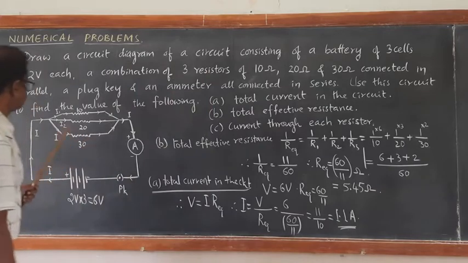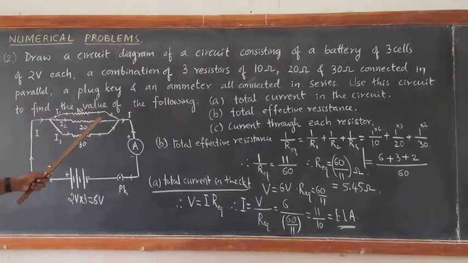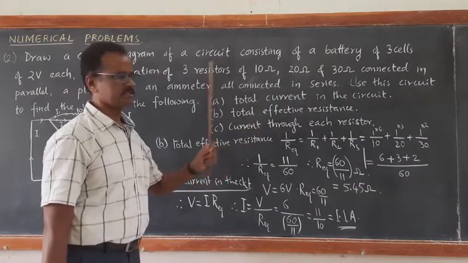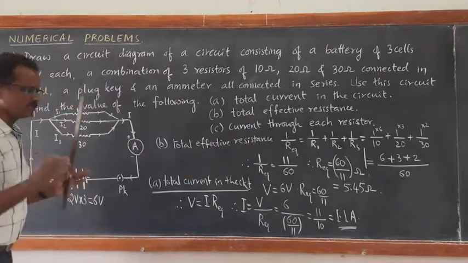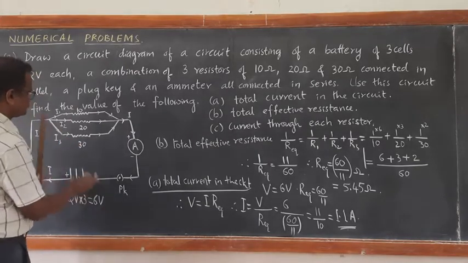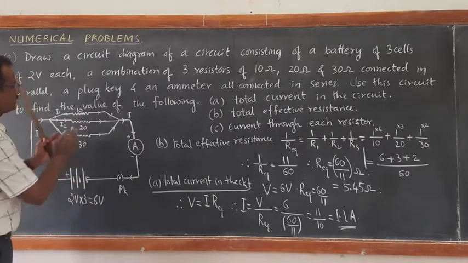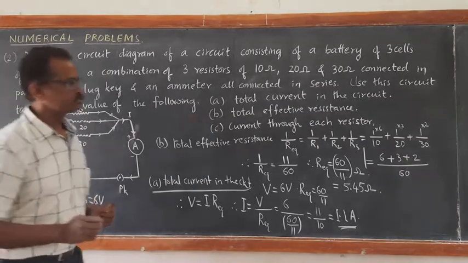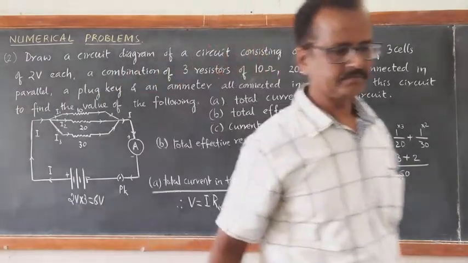The next, what are the branch currents? Total current we have; then what is the current through each resistor? So current through each resistor can be calculated by the knowledge that potential difference remains the same when the resistors are connected in parallel. That should be remembered so that it becomes easy to calculate.